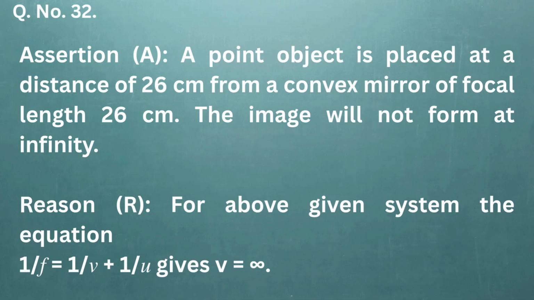Now, the question. Assertion A: A point object is placed at a distance of 26 cm from a convex mirror of focal length 26 cm, the image will not form at infinity. Reason R: For the above given system, the equation 1 upon f equals 1 upon v plus 1 upon u gives v equals infinity.